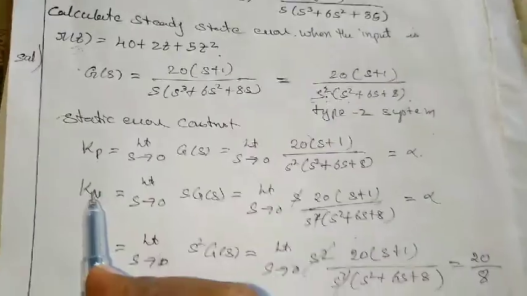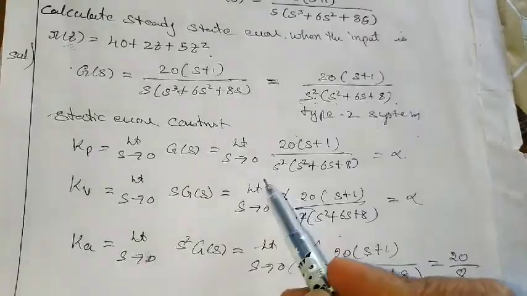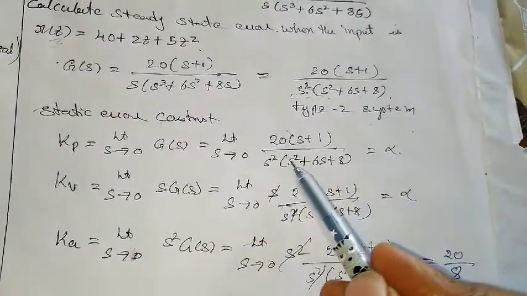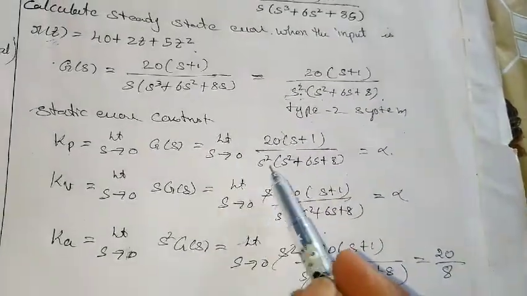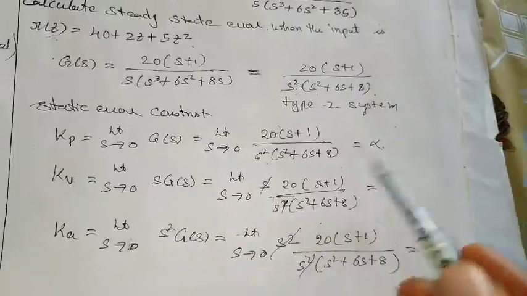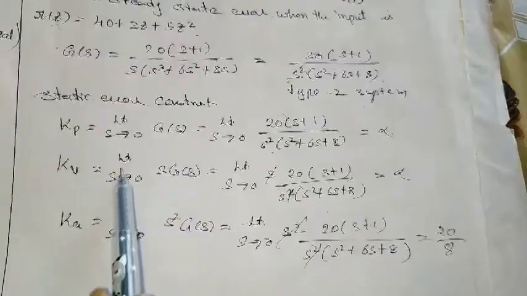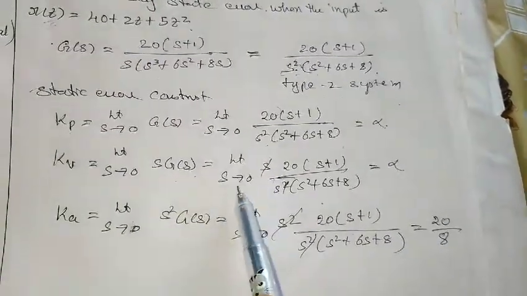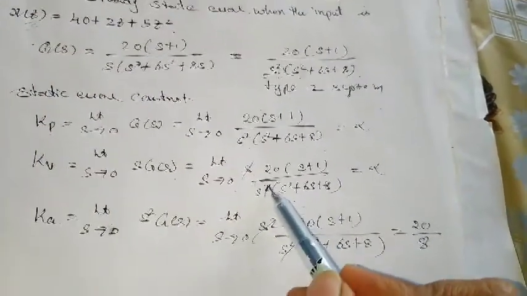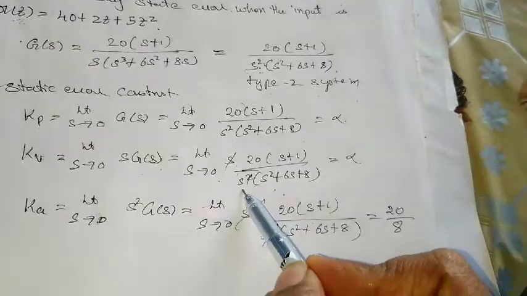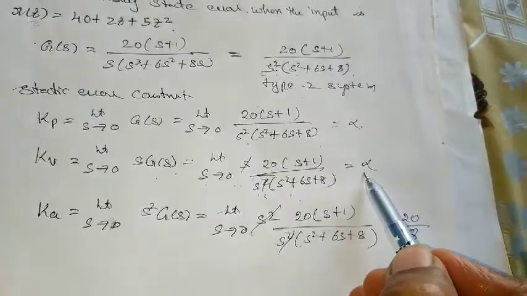First one, positional error constant Kp, which is given by limit s tends to 0 of G(s). I will substitute 20(s+1) / (s^2 (s^2 + 6s + 8)). Since if I substitute s equal to 0, I'll get infinity. Similarly, velocity error constant Kv is limit s tends to 0 of s into G(s). Here s^2 and s are cancelled, so one more s remains.